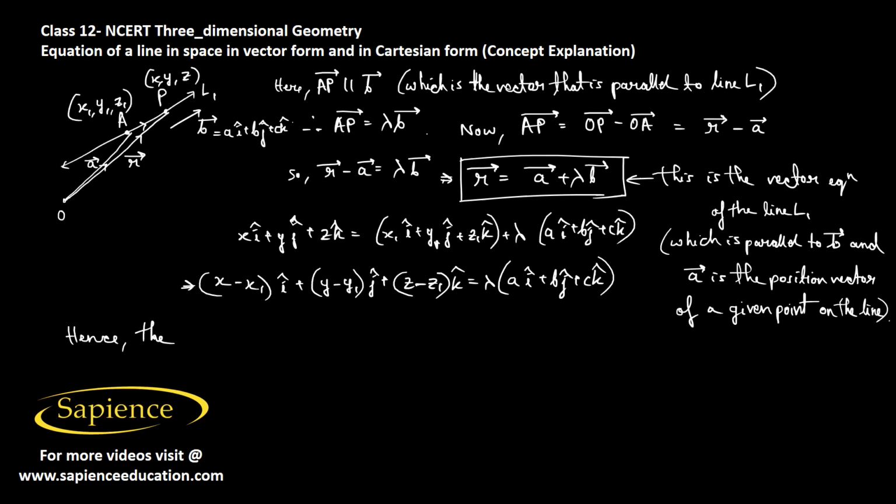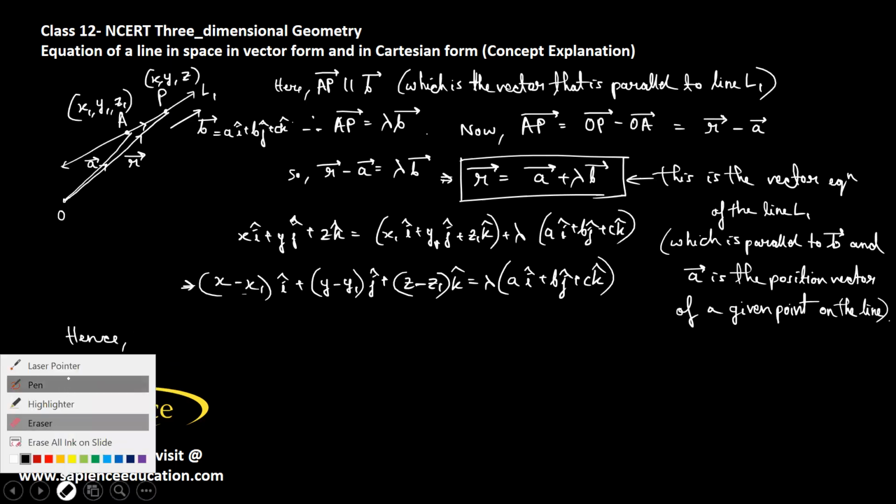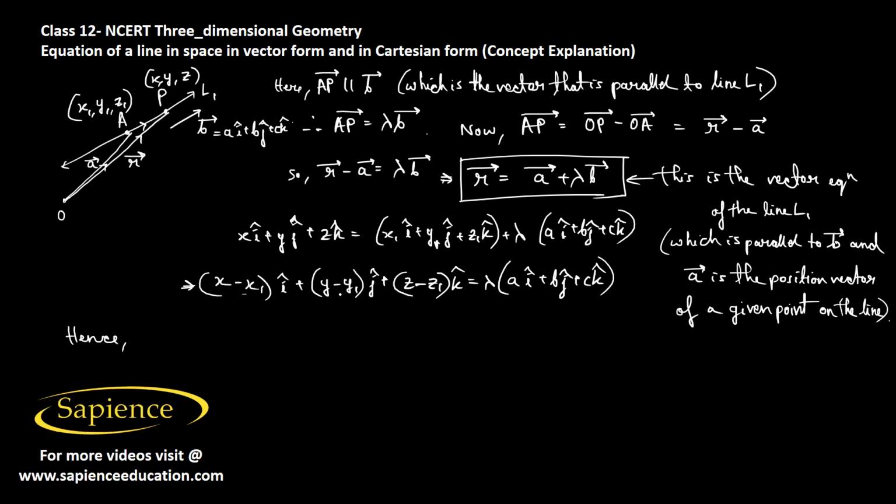So if we compare both sides, we can see that these two vectors are equal, so their x components, y components, and z components should be equal. Therefore we can say x equals x1 plus lambda a, y equals y1 plus lambda b, and z equals z1 plus lambda c.